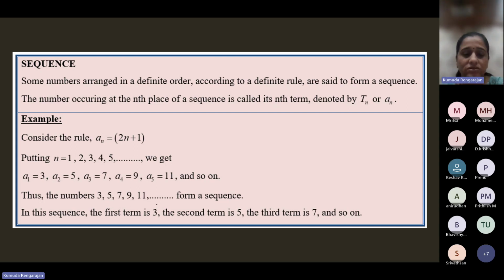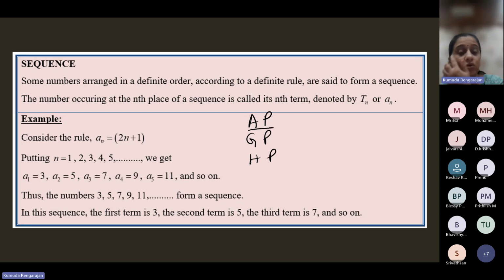Now this sequence is said to form an arithmetic progression. An arithmetic progression is a sequence. Now there are different types of progressions. So we have arithmetic progressions, geometric progressions, harmonic progressions.